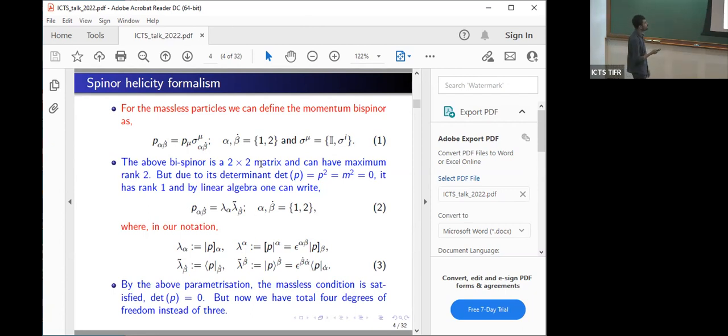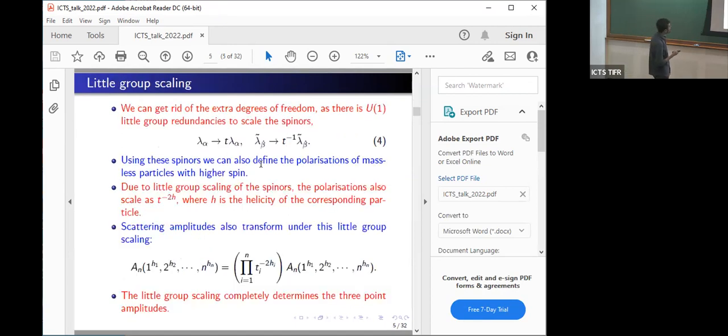By the above parameterization, the massless condition is satisfied by the determinant, but now we have a total of 4 degrees of freedom instead of 3 because of the α and β̇ indices. So λ has 2 independent components, λ_1 and λ_2, and λ̃ has λ̃_1̇ and λ̃_2̇. So there are 4 degrees of freedom, but we can get rid of the extra degrees of freedom as there is a U(1) little group redundancy for the massless particles.